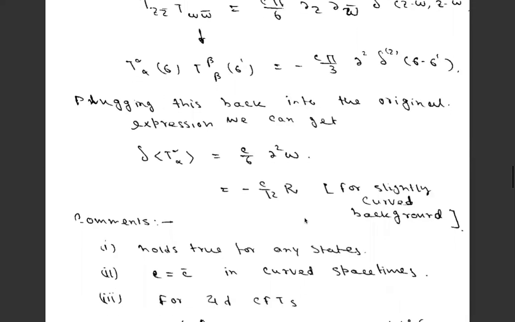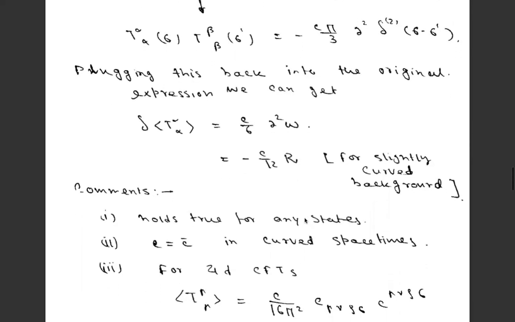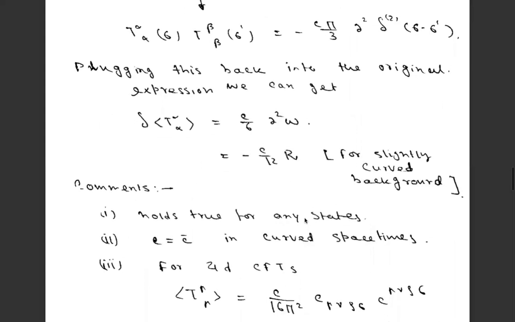So that's the expression of the Weyl anomaly for you. I am going to next mention a few comments without stating the proofs. This is something that we have derived for the vacuum state, the expression of the anomaly, but it remains true for any other excited states.